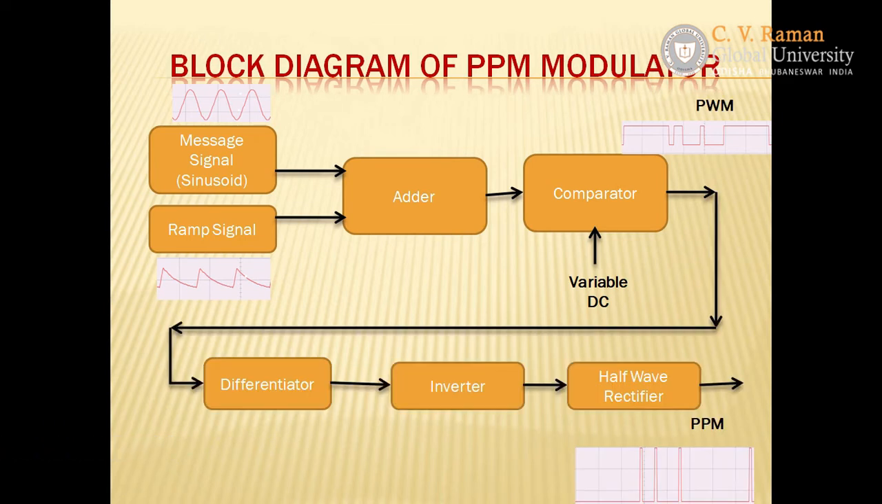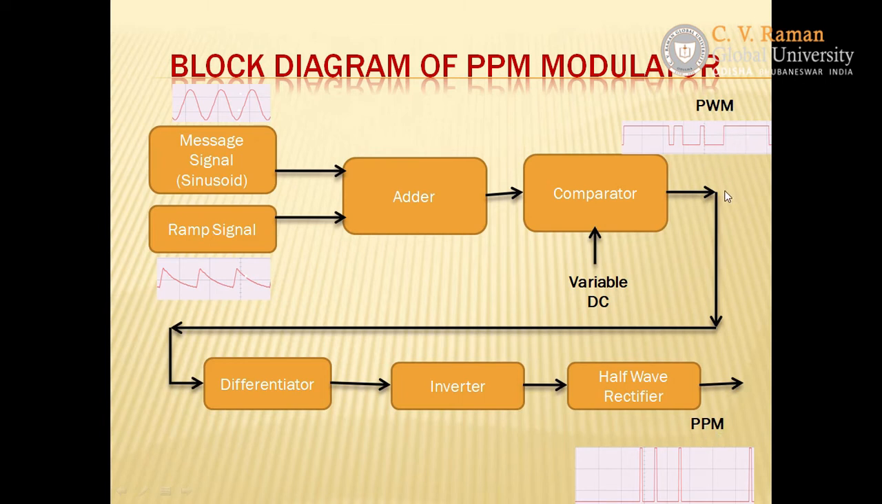Now we'll see the block diagram of the PPM modulator, and if you see, the PPM signal can be generated from the PWM signal. So first we have taken the message signal and the ramp signal, then given to an adder, then the adder output is given to the comparator, and the variable DC is given to the comparator. So this output is actually the PWM signal. So from this PWM signal we have to generate the PPM signal.